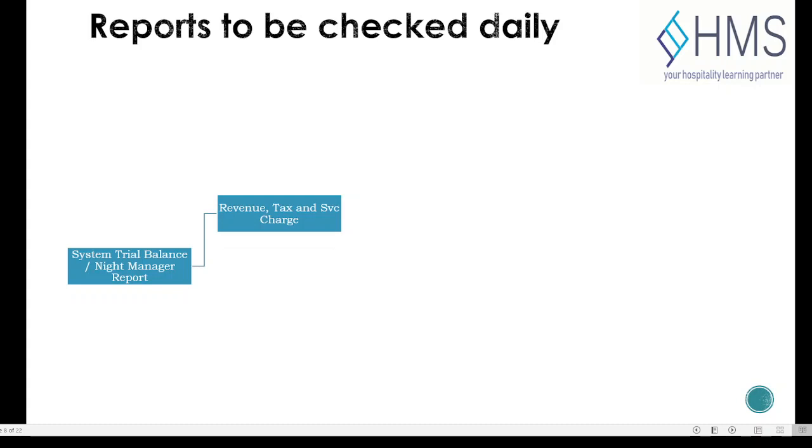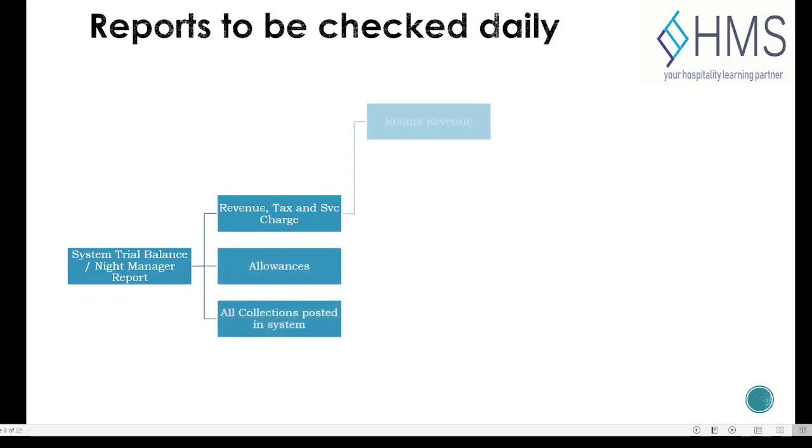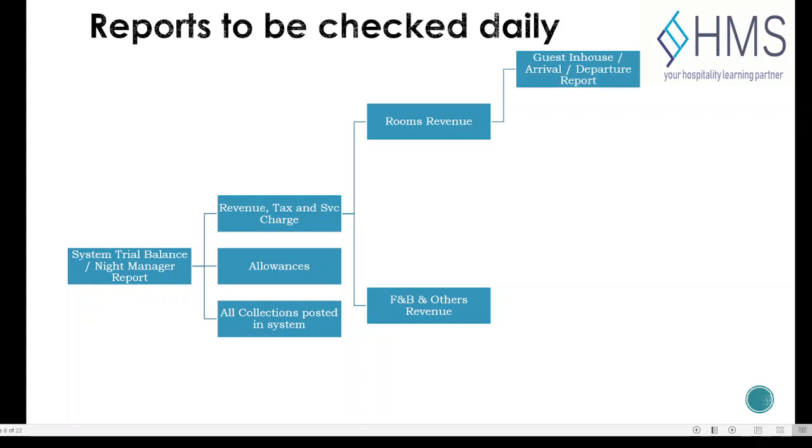So they need to check the revenue, allowances, and that all collections are posted into the system. Revenue is also recorded into room revenue and F&B revenue. Room revenue will have the arrival and departure reports. So this is the flow of reports and how they are going to check. For room revenue, they normally check from the guest in-house or arrival reports and departure reports, whether all the departures are checked out and there are no sleeping rooms, or they check the discrepancy report and rate variance report to make sure of completeness, right?